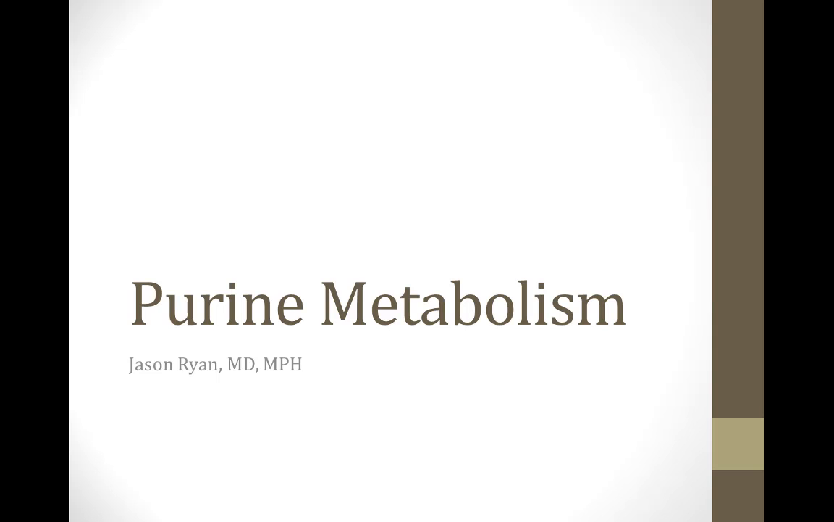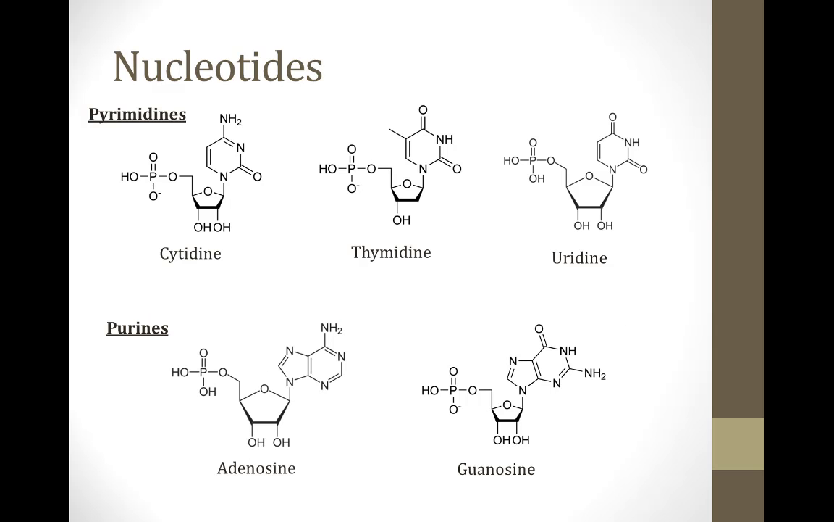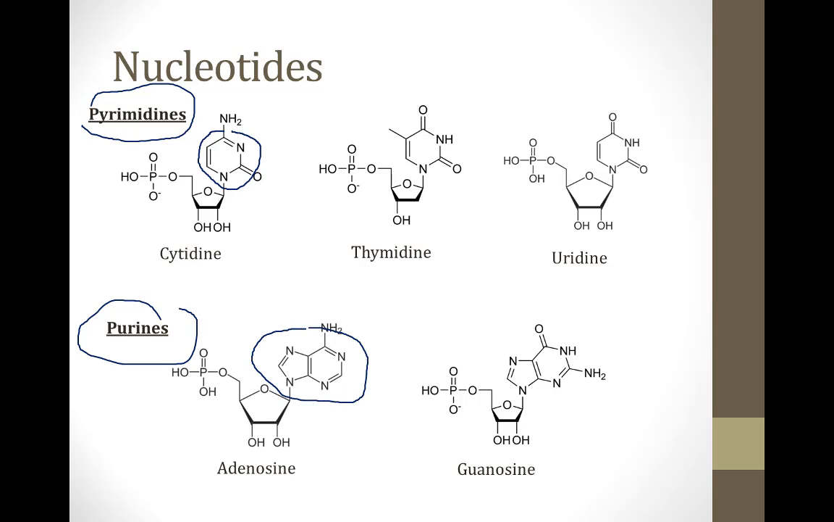Hi everybody, and welcome to our module on purine metabolism. Nucleotides are the building blocks used to assemble DNA and RNA, and there are two subtypes of nucleotides. There are the pyrimidines and there are the purines. The pyrimidines have a single ring in their nitrogenous base, and the purines have two rings in their nitrogenous base. And in this module, we're going to talk about the biochemical synthesis of the purines, adenosine and guanosine.